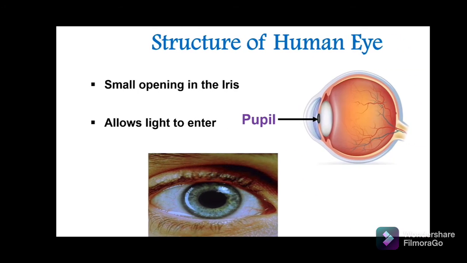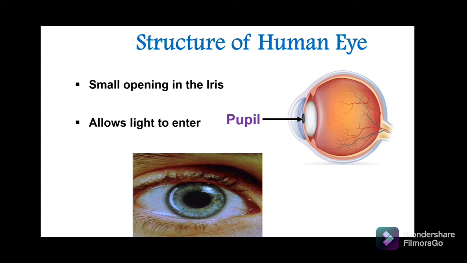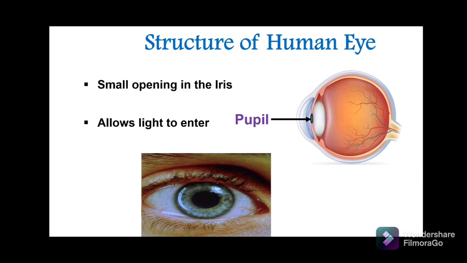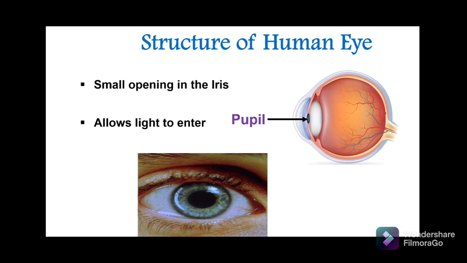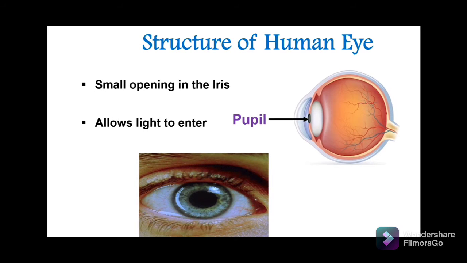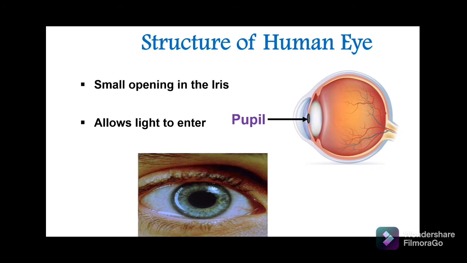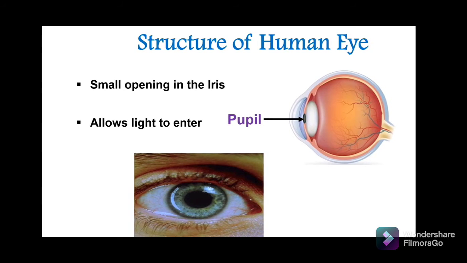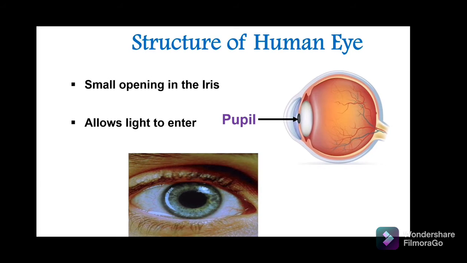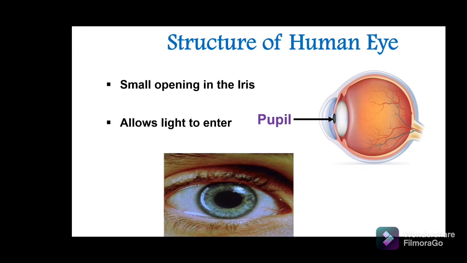Now we move on to the pupil. The small hole present in the middle of the iris is known as the pupil. Light enters the eye through the pupil. The pupil regulates and controls the amount of light entering the eye. When the light is very bright, the iris contracts the pupil to allow less light to enter the eye. However, in dim light, the iris expands the pupil to allow more light to enter the eye. Thus, the pupil opens completely through the relaxation of the iris.